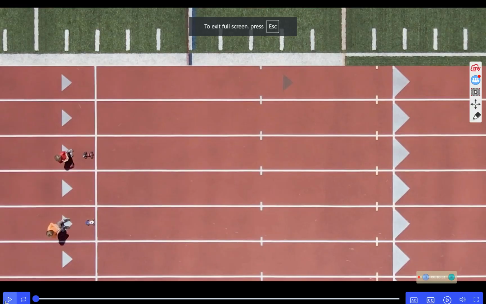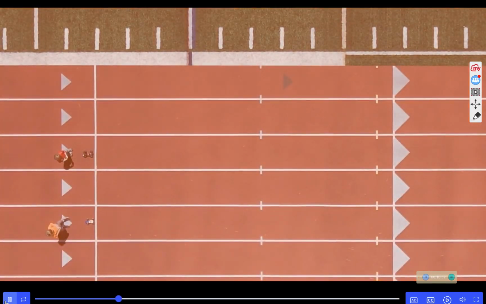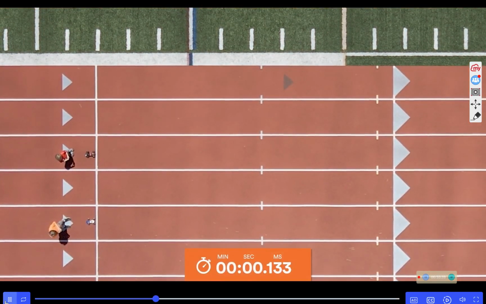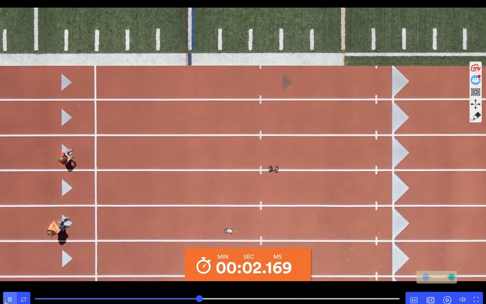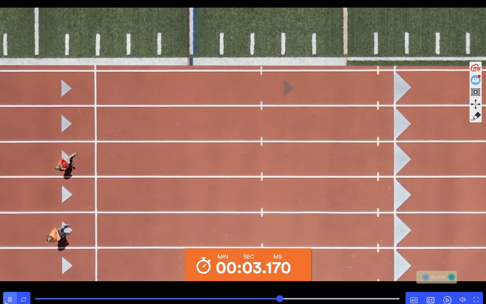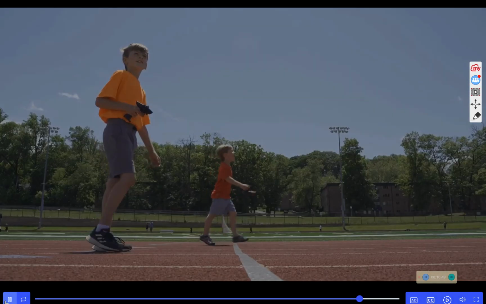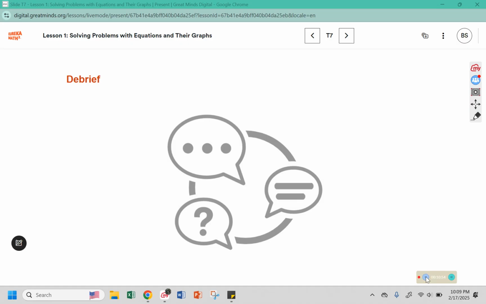Let's see if our prediction was correct. It appears that they both come in at about the same time. That is the end of lesson 1 for module 5.